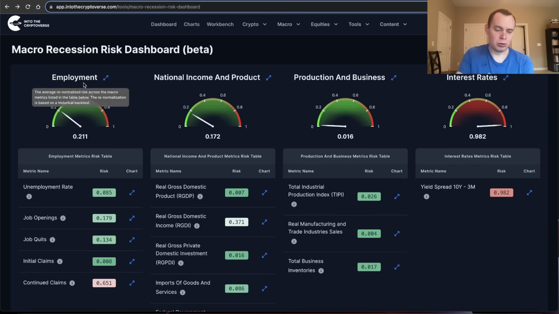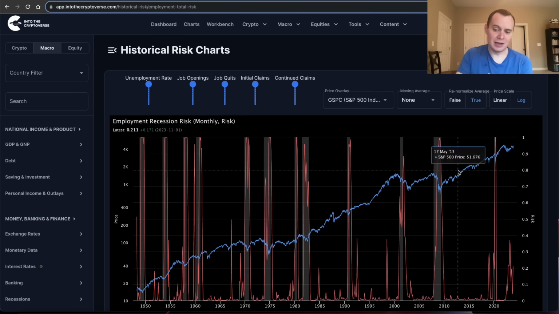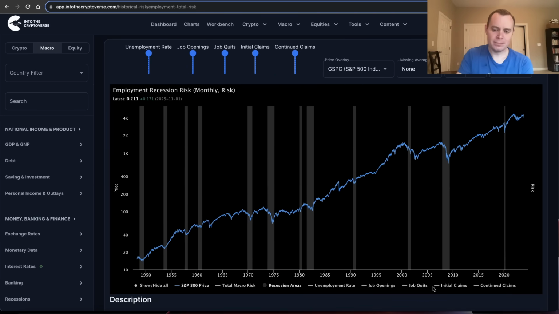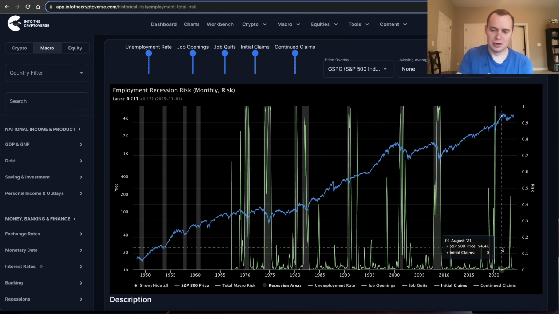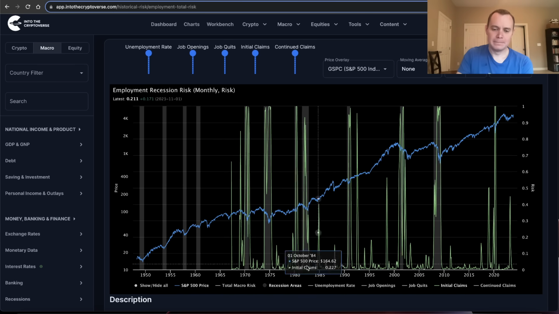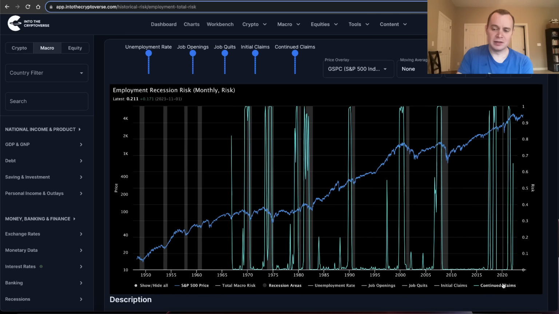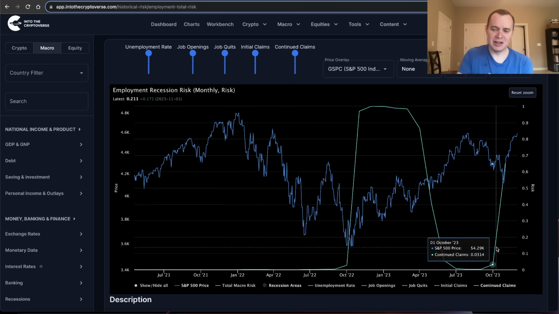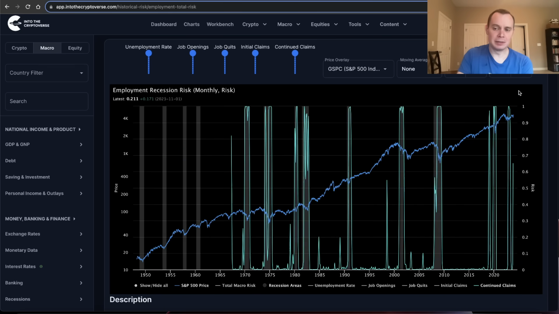And then employment risk, still relatively low, but some of them are trending in the wrong direction. Some of them are trending in the right direction. Initial claims has been going in the right direction, right? They've been dropping or staying relatively flat. So you see initial claims, the risk was elevated and then it just came back down. Continued claims, it was elevated and then it came back down and then now it's elevated again. It's starting to go back up again.